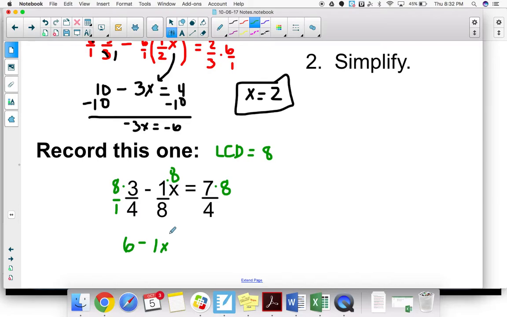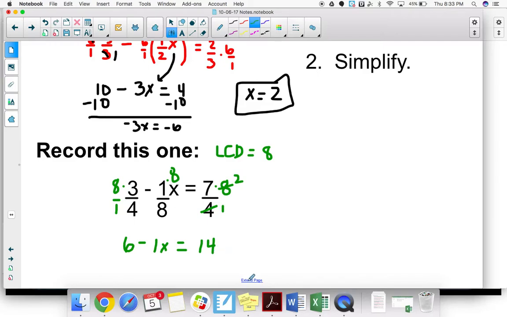1x, we'll bring the x down. And then 7 times 8 divided by 4. I don't feel like doing that one mentally, so I'm just going to reduce it first. 4 goes into 4 once. 4 goes into 8 twice. So now I got 7 times 2. That's 14.